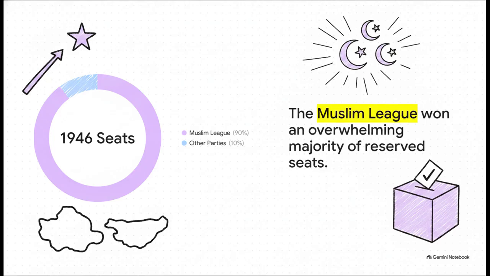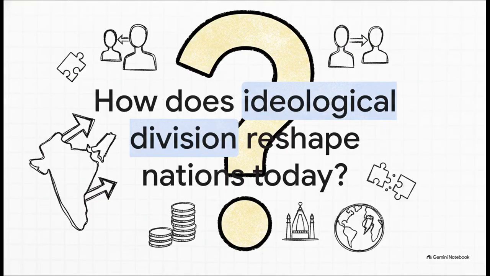The demand for a separate nation was no longer just an idea floated by intellectuals. It was now the definitive democratic will of the Muslim electorate. As we wrap up this explainer, I've got a question for you to chew on. How do the mechanics of division from our past continue to echo in modern global politics?